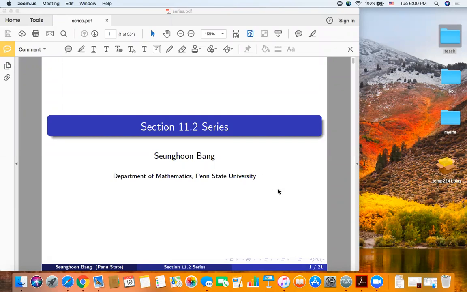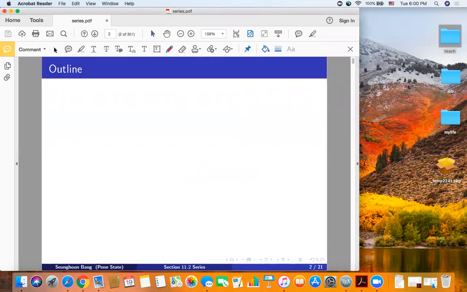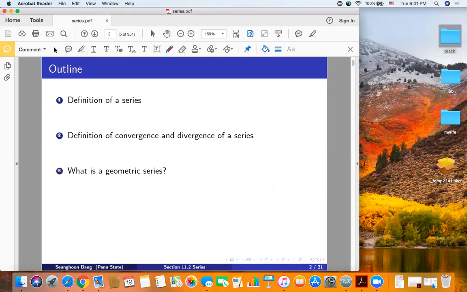Okay. Today I want to talk about section 11.2, series. This is the outline. First, I want to talk about the definition of a series. Second, the definition of convergence and divergence of a series. Third, what is a geometric series?